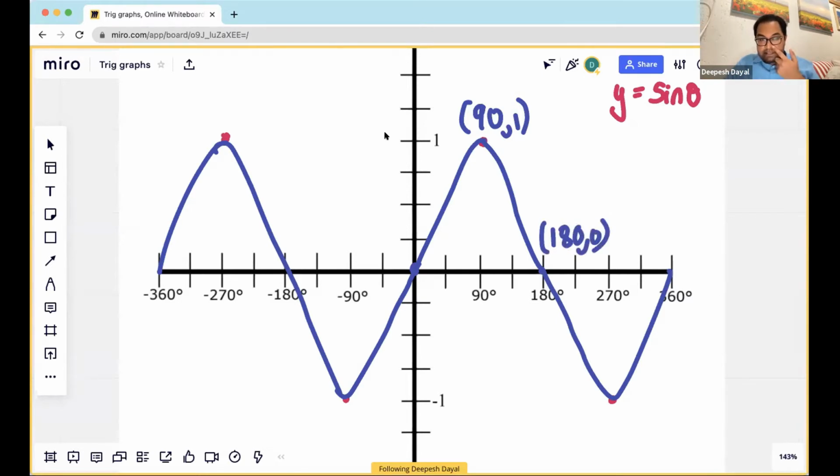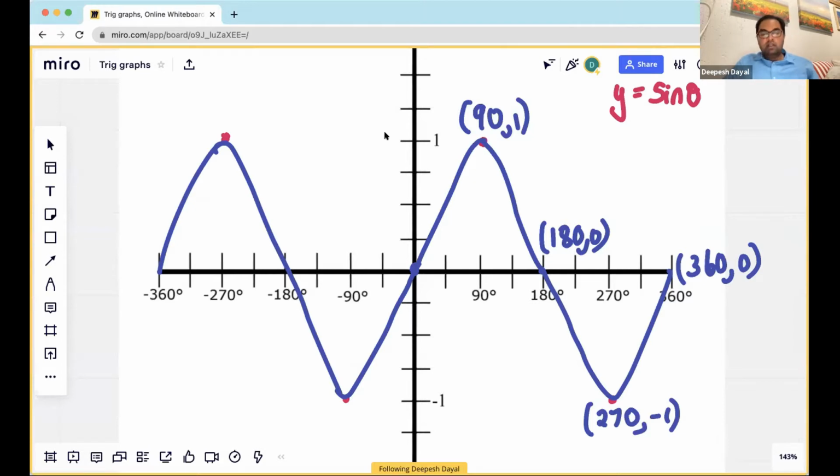I want you to press sine 270. What does it give you? Yes, thank you all. Minus 1. And 360 will give you 0 as well, right? So can you see how we get this graph, right? And if you press sine 0, obviously you get 0. And the same will work with the negative side, right?